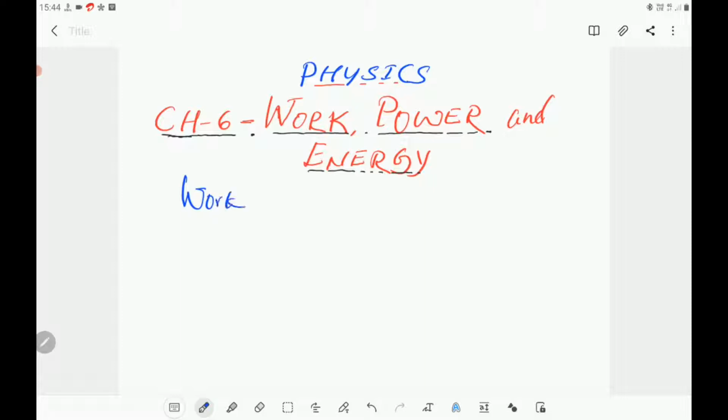Work you learnt in regular class as a product of force and displacement. That too, a dot product: work W, force F, displacement S. And the work done depends not only on the value of force and the value of displacement, but also on their directions. The directions are taken care of by the dot product of two vectors. You learnt dot product in chapter 4, that is F dot S: the value of F, the value of S, into cosine of the angle between them.